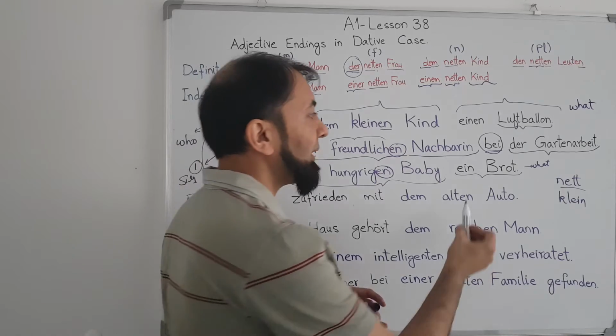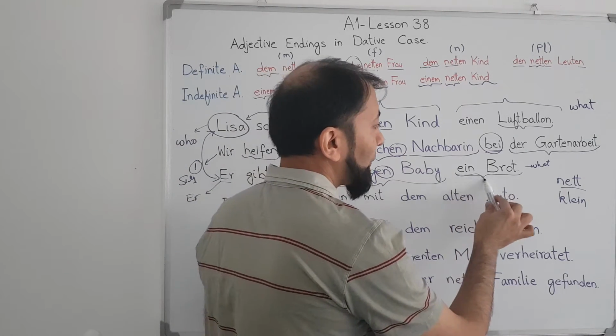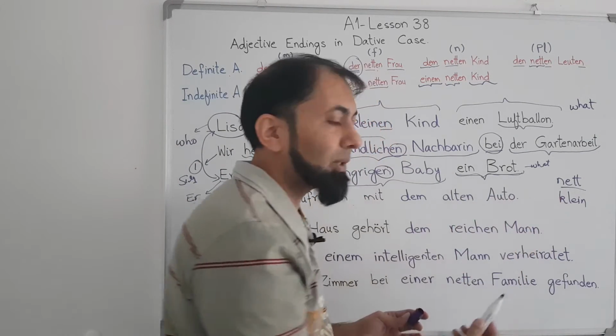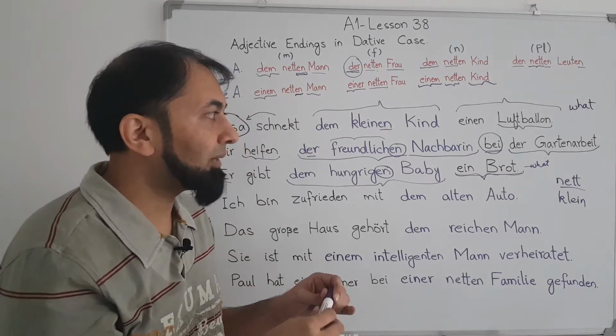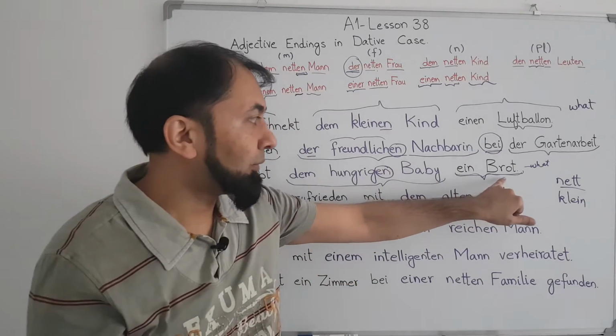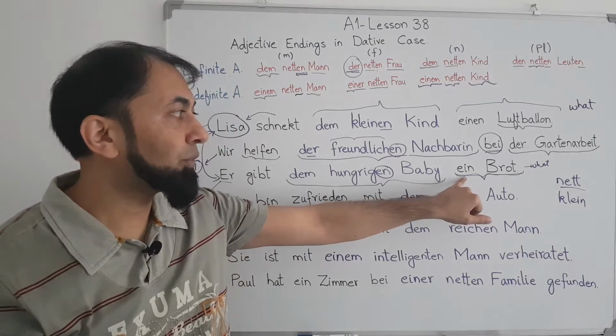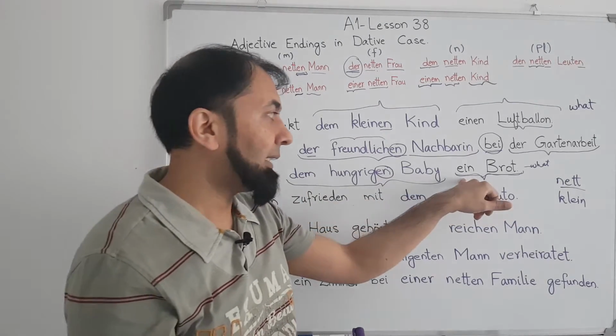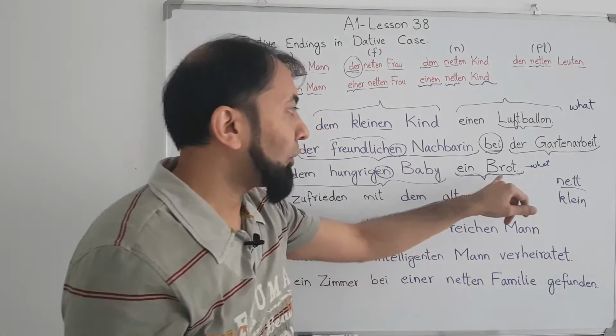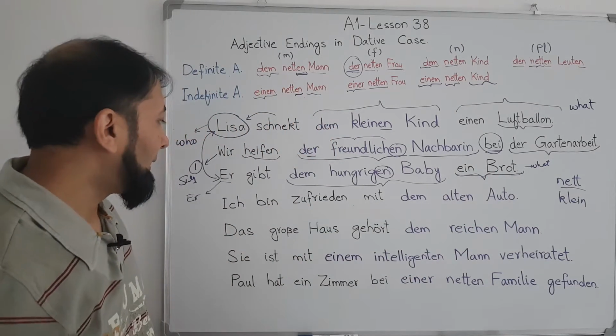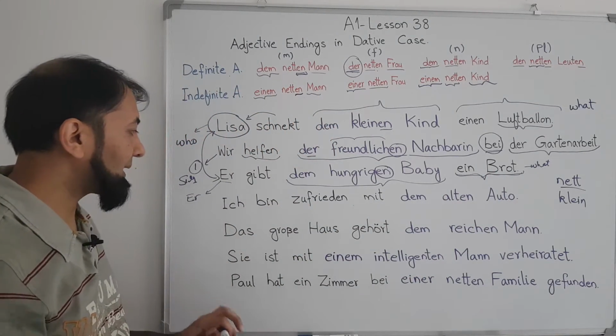And what is he giving? He is giving ein Brot, and ein Brot is in the accusative case, and in the accusative case the neuter noun indefinite article is ein. Therefore we have used ein as an indefinite article for a neuter noun in this example. Now let's move to the next example.